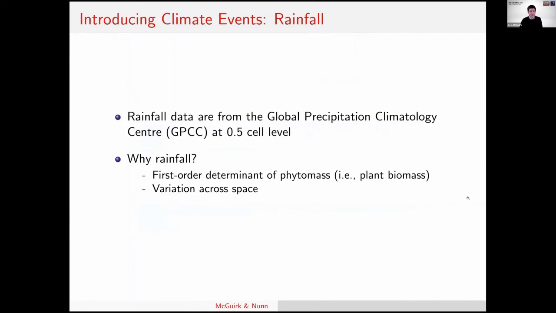Okay, so now moving on to our climate events. So we're looking at rainfall. We have rainfall data at the 0.5 degree cell year level. We're using rainfall for two reasons. Firstly, it's the first order determinant of phytomass, of the plant biomass that animals are going to survive on. And we also have nice variation across space, so we can identify this sort of spillover effect from a neighboring area controlling for rainfall in the cell itself.